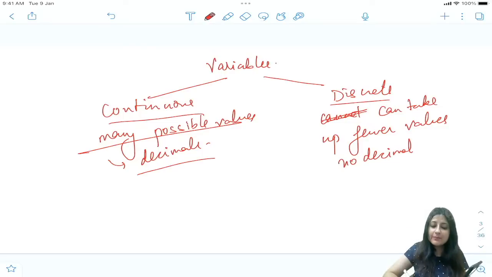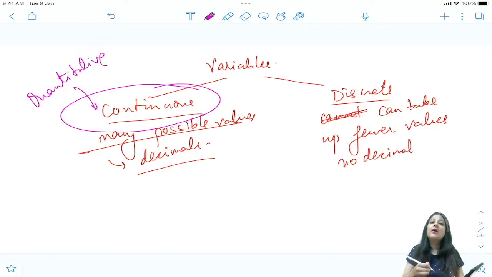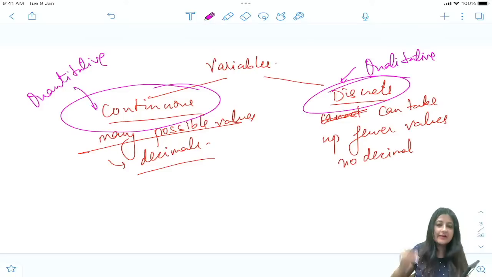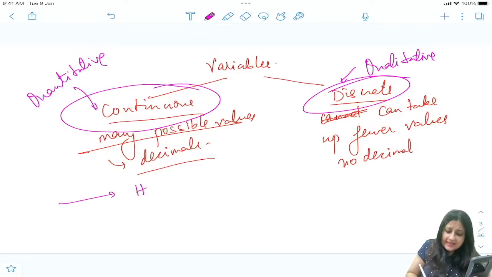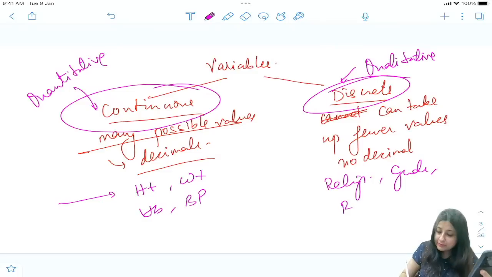So one simple thing to remember, everybody: all the quantitative variables are continuous, because there is a relevance of this in the graphs also. And all the qualitative variables are discrete. Everybody understood this small point? So height, weight, hemoglobin, blood pressure, all of these are continuous. Religion, gender, blood group, all of these are discrete.